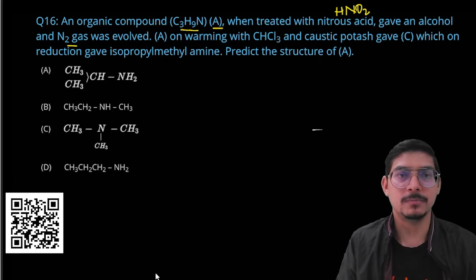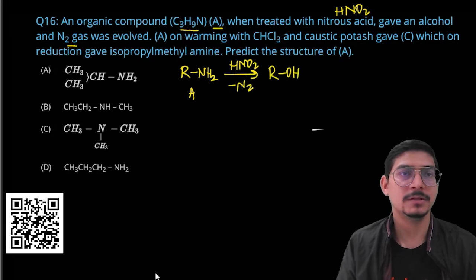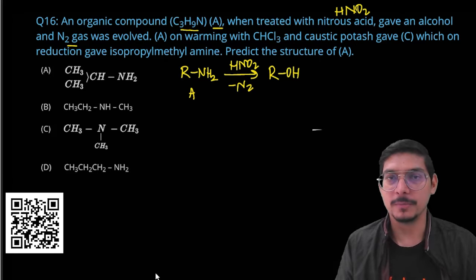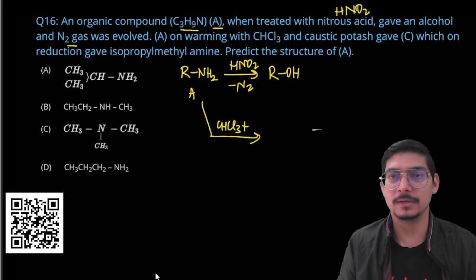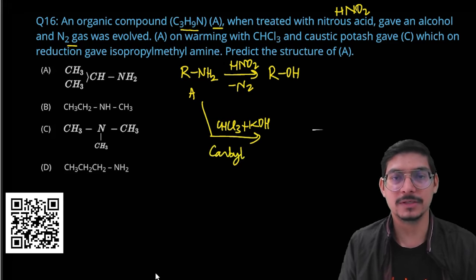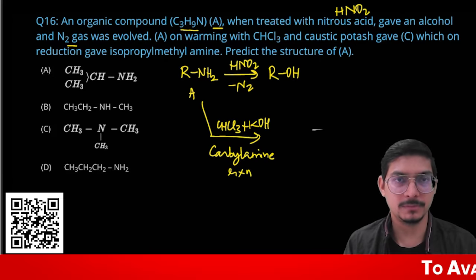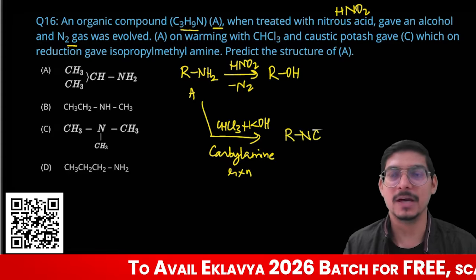So let us call the organic compound RNH2. Let's say this is the compound A. When it reacts with nitrous acid, then it gives us the alcohol ROH with the evolution of nitrogen gas. On warming with chloroform and caustic potash, so when we react this compound A with chloroform and caustic potash KOH, this is the famous carbylamine reaction, which is used as a test for primary amines, in which a primary amine RNH2 is converted to RNC, which is basically isocyanide.